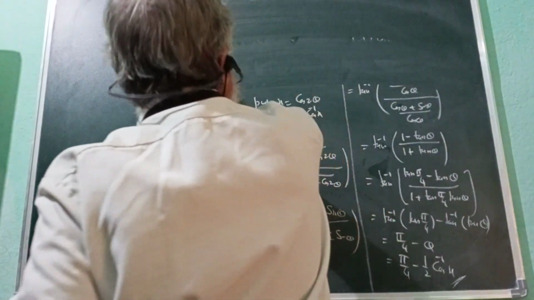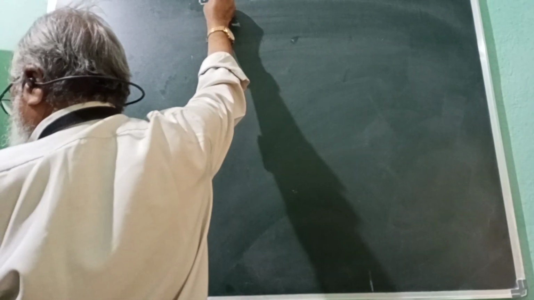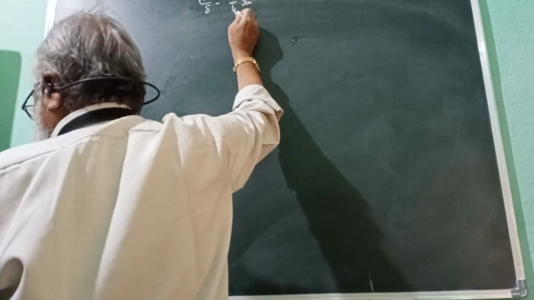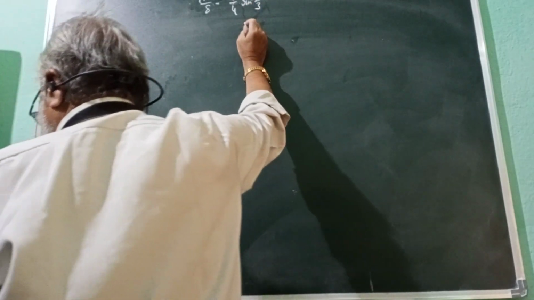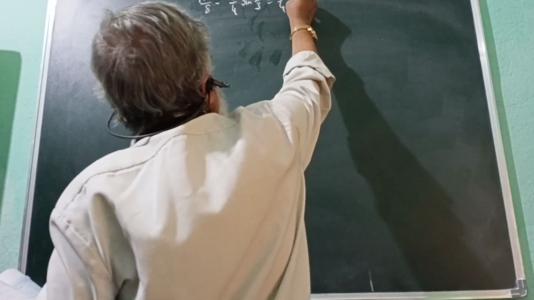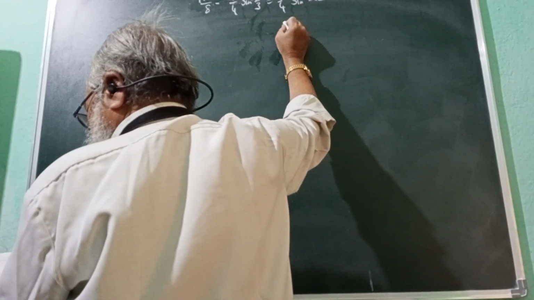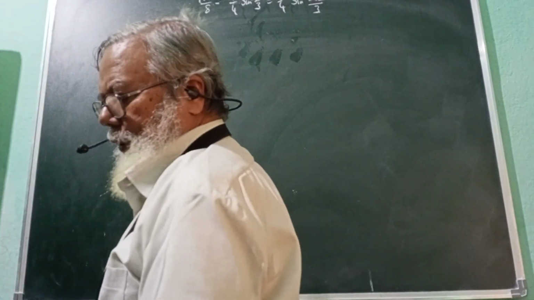Show that 9 pi by 8 minus 9 by 4 into sine inverse of 1 by 3 is equal to 9 by 4 sine inverse of 2 root 2 by 3. This we have to prove. Again in this problem also we slightly modify it and then we will prove it.